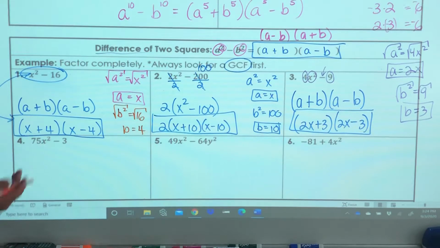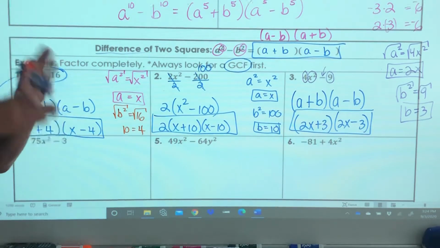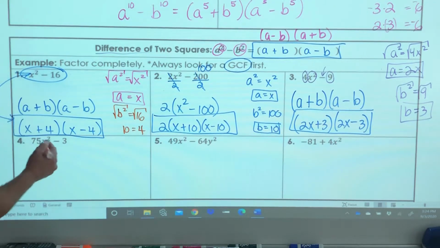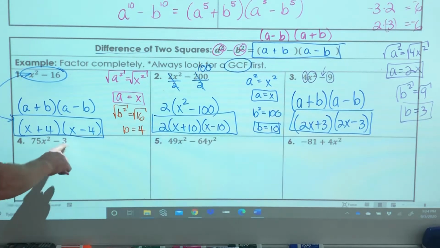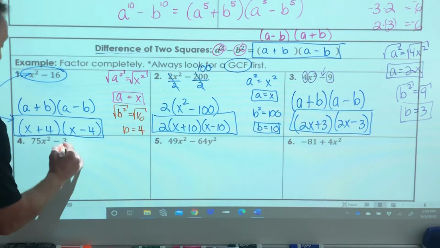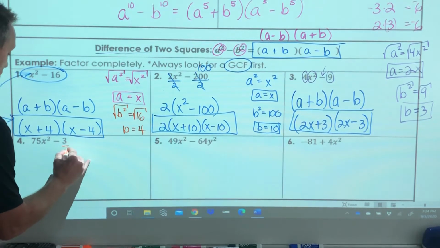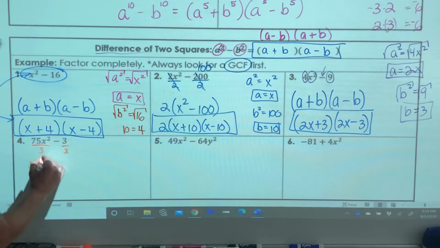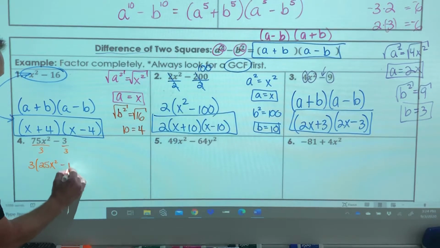GCF, is 75 a perfect square? Look up above if you know them. It's not. The one is 64, then 81. So 75 obviously would be in the middle, and it's not. So it has to have a GCF if we're going to be able to simplify it. Well, 3 is a prime number, so it has 1 and 3 as its only factors. So if we pull that GCF of 3 out, 75 divided by 3 is 25, and then x squared comes down, and this is 1.